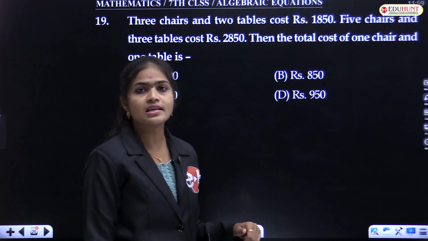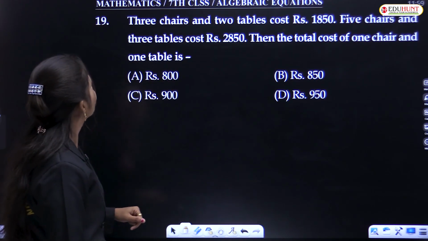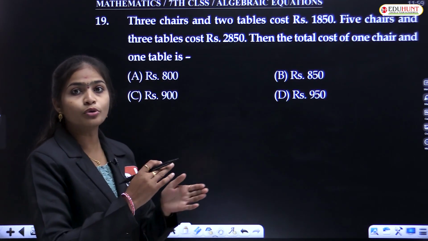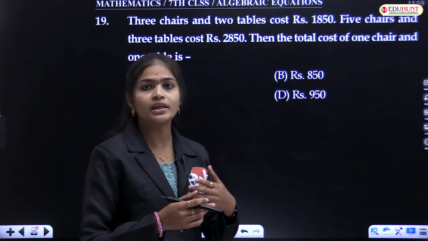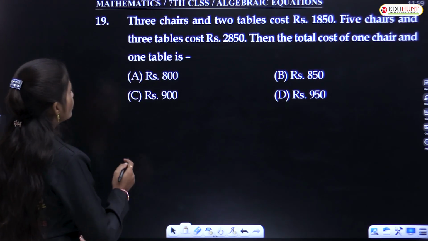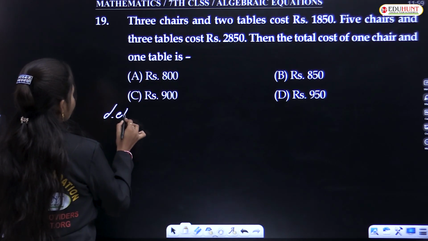19th one. So this is also like that only. Here 3 chairs and 2 tables. Again 2 different objects they have given now, so we have to take 2 different variables. So let us take that.